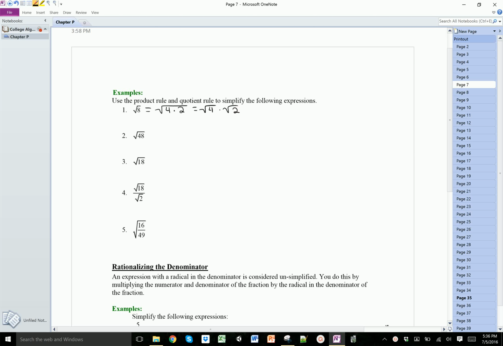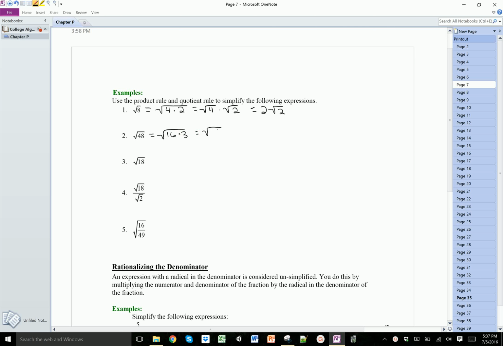So the reason for doing this is because 4 is a perfect square, I know what the square root of it is. The square root of 4 is 2, so I can simplify this as 2 times the square root of 2. I can do the same thing with the square root of 48. 48 has a perfect square factor of 16. So it is 16 times 3.